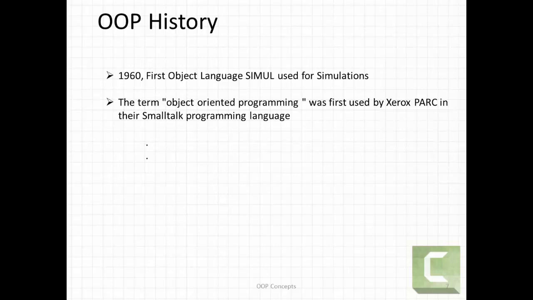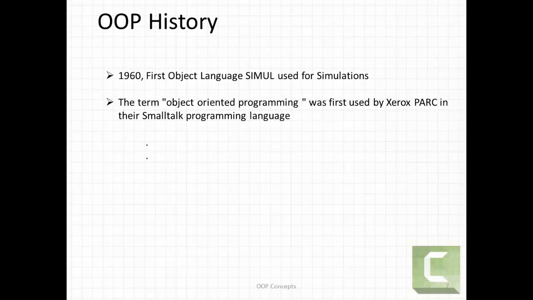OOP history. We have been using OOP for many years. We have used OOP in C++, and now we are using Java and a lot of other programming languages which also support OOP. But the first time, in 1960, we had what was called the first object language. Till that time we had not given the name object oriented language. It was just an object language. That was Simula, the name of that language, and it was used for simulation of machines.